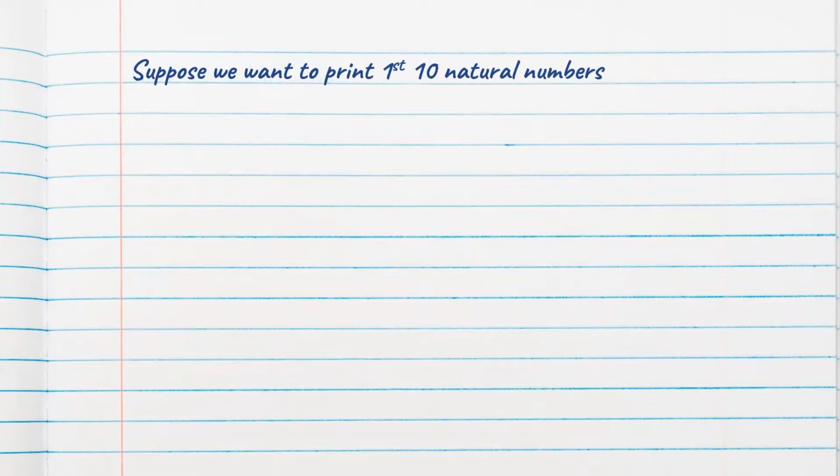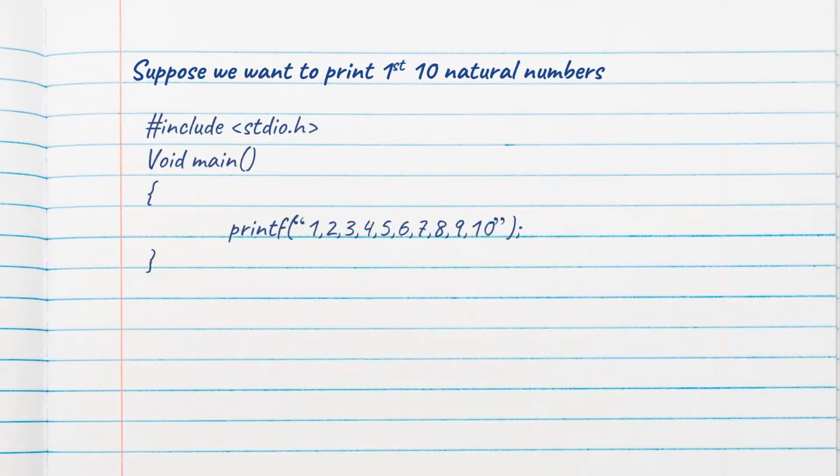Suppose we want to print the first 10 natural numbers. How will we do it? We can do it by writing a very simple program that is present on the screen right now, in which I have used a printf statement, and in that printf statement I have written numbers from 1 to 10.